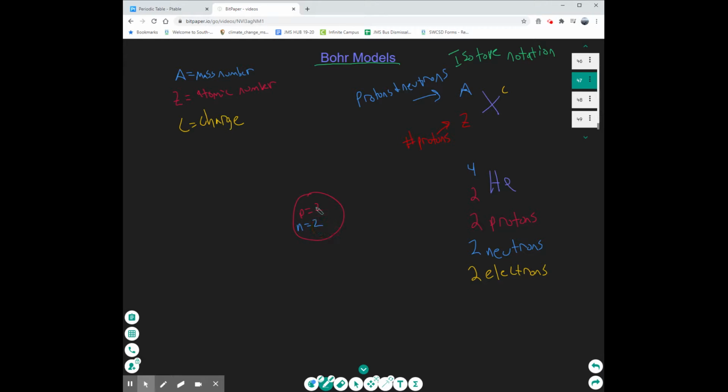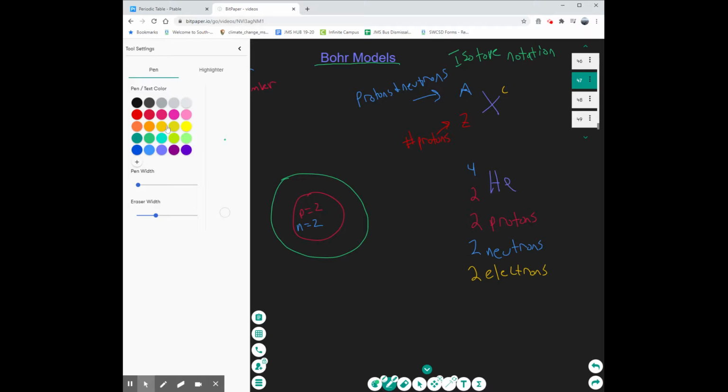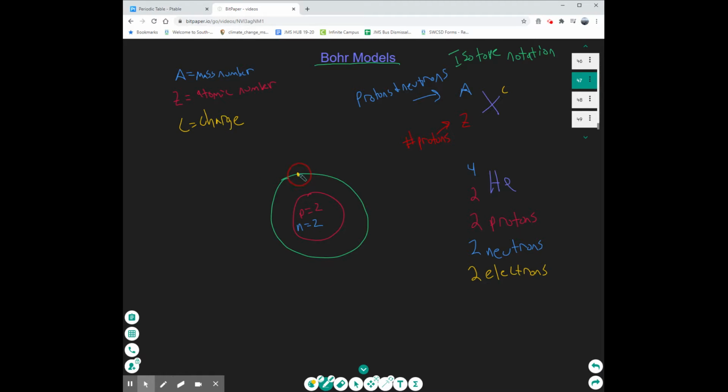Atomic number equals 2. Mass equals 4. And we throw an energy shell around the outside, and we're going to throw two electrons in it, and we're done. Oops. 2e minus 1, 2. Boom. That's it. Easy peasy. That is the Bohr model for helium.